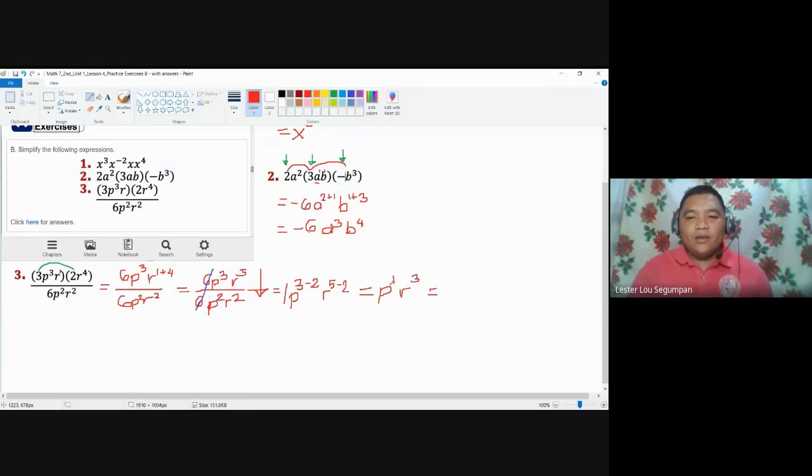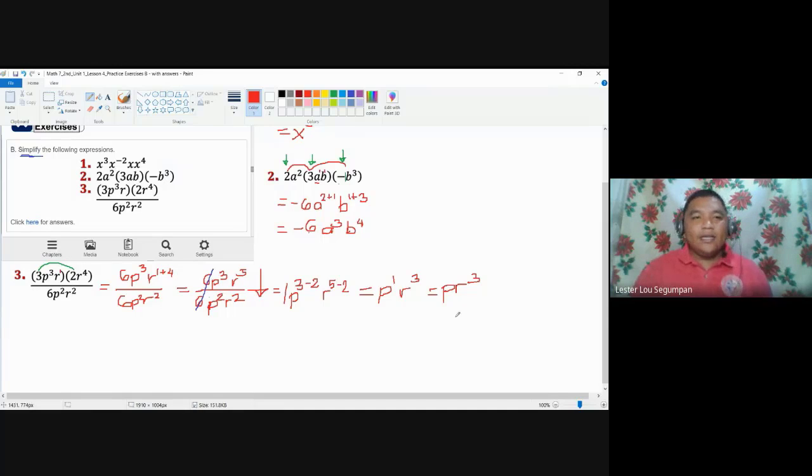And finally, we do not write anymore 1 as an exponent because it automatically means 1 if it doesn't have an exponent. The direction here is to simplify, so you need to give the simplified answer. If this is your answer, that is not yet the final answer. Give the final answer as P and then R cubed. This is the result when you try to simplify the third item.